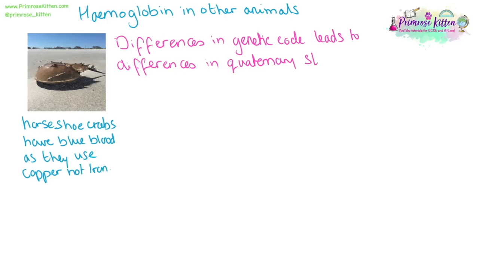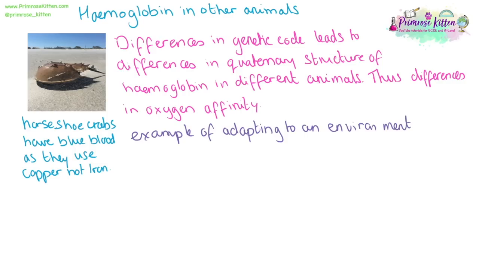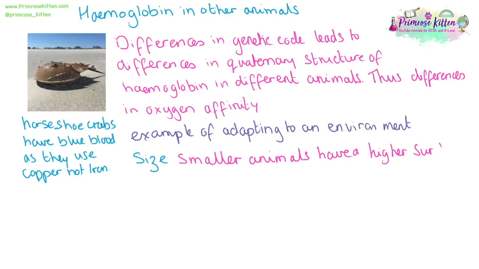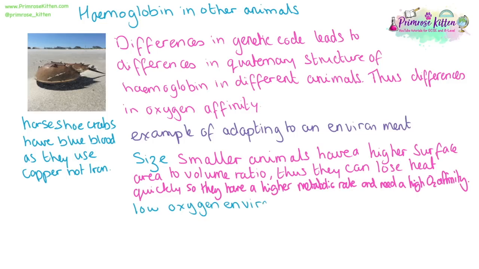So differences in genetic code can lead to differences in quaternary structure of hemoglobin. Thus, different animals will have differences in oxygen affinity. This is one example of adaptation to an environment. There can be variances based on size. Smaller animals will have a higher surface area to volume ratio. Thus, they lose heat quickly, so will have a high oxygen affinity. This is because they have a higher metabolic rate in order to keep warm.